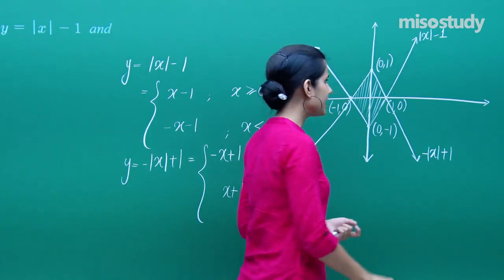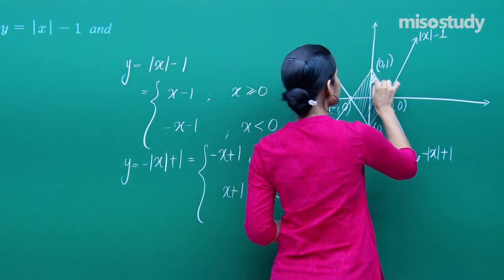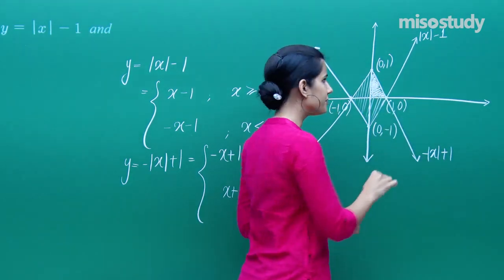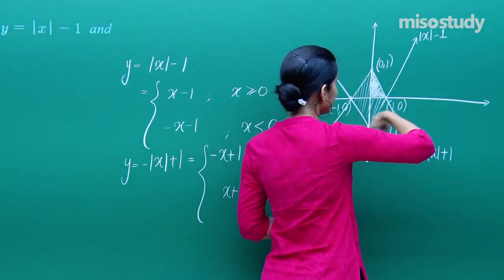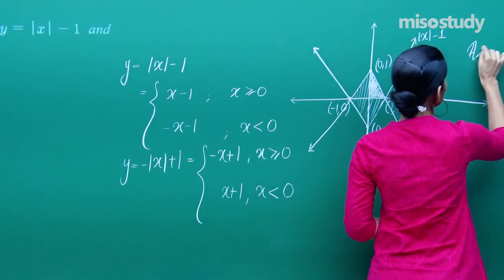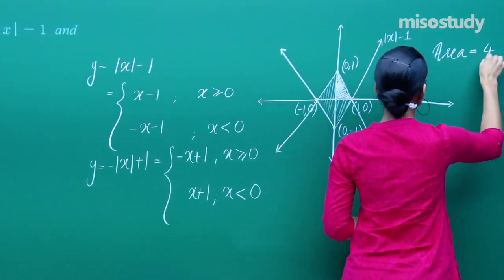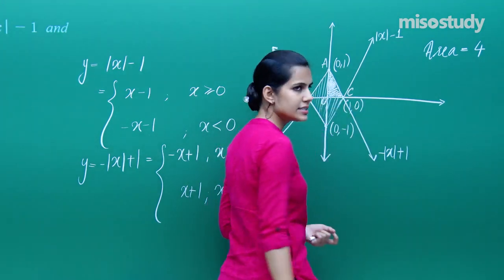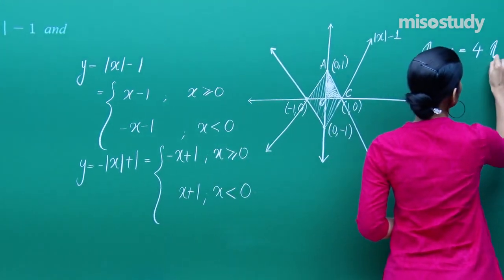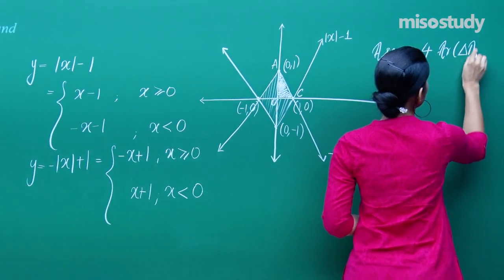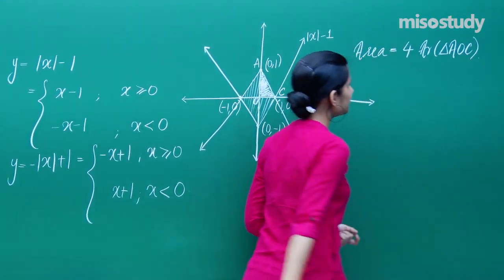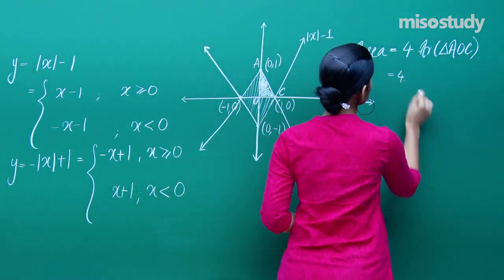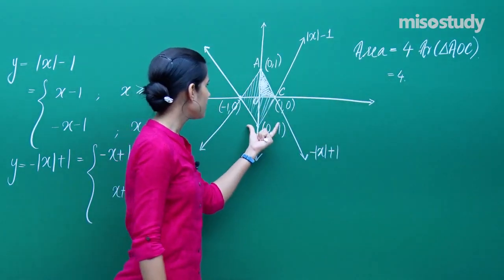Clearly this complete area is 4 times this area alone. And what is the area of this particular shaded part? The area of the shaded region, the area asked in the question, is 4 times the area of, say this is A, center is O, and this point is C, 4 times the area of triangle AOC. Clear?